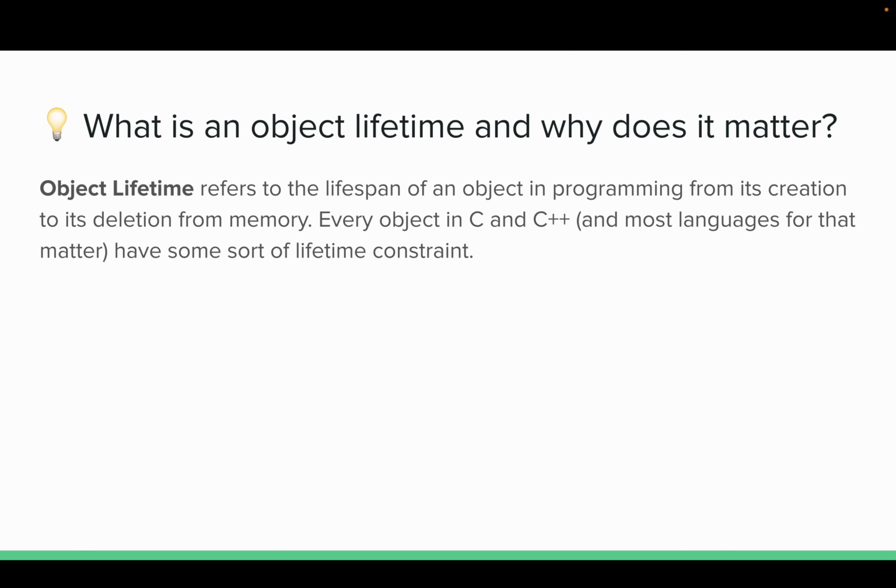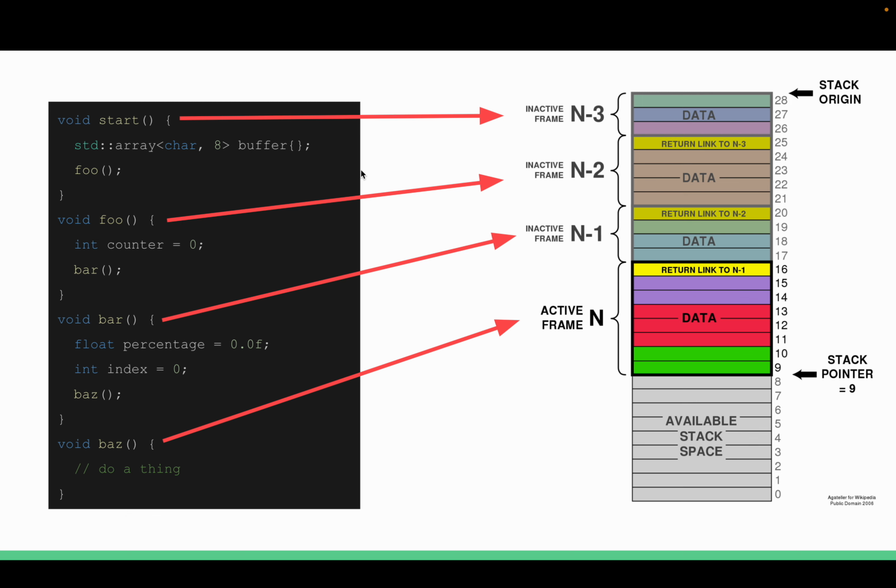So object lifetimes refer to the lifespan of an object in programming from its creation to its deletion from memory. Every object in C and C++, and most languages in general, have some sort of lifetime constraint on their objects. Now, I kind of want to show what a stack looks like in a normal program. So for example, we have some function called start. It allocates some buffer of 8 bytes and then calls foo. And you can kind of represent this as part of the memory stack going down.